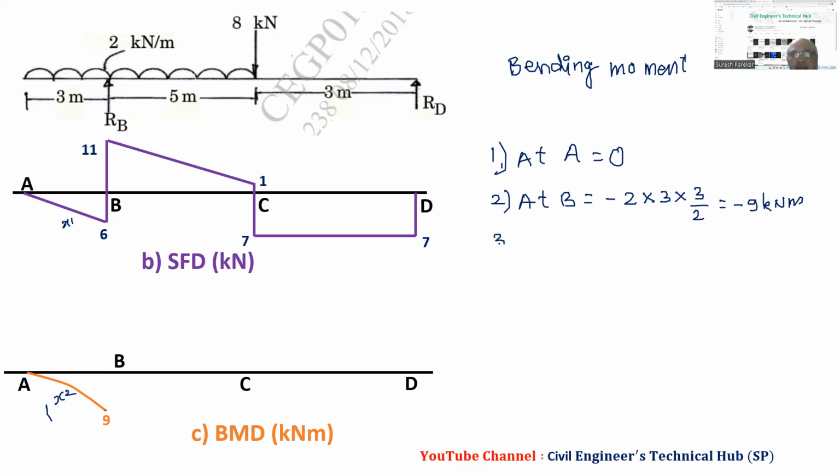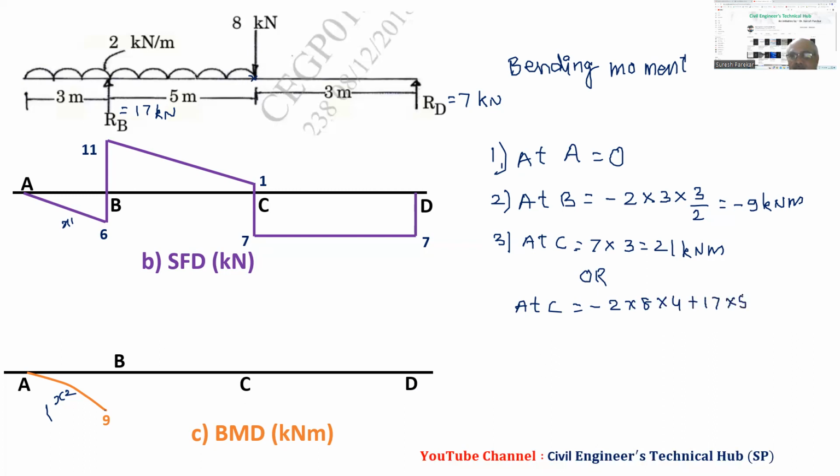Then we have to find the third at B. Then we have directly at C. Now you can come from the right or you can come from the left. If you come from the right, then with RD at 7 kilonewton, it becomes very simple: 7 into 3, 21 kilonewton meter. Or you can come from the left. So at C we have minus 2 into 8 into 4 plus 17 into 5. So 8 4s are 32, minus 64 plus 85, and this is again 21. So you can come from any side, you will get the same.